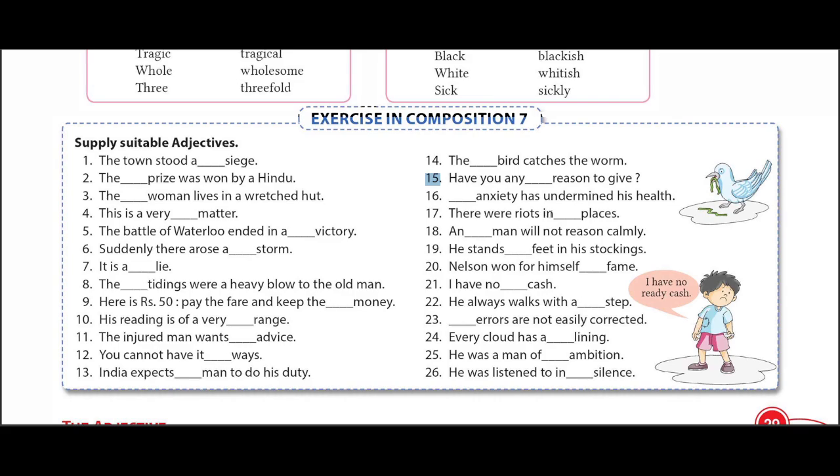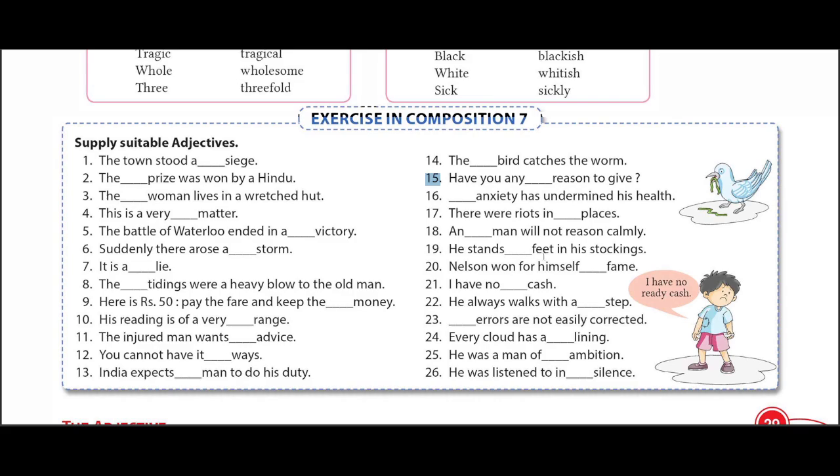There were riots in dash places. There were riots in several places, many places, various places, different places. But I think several is a fitting adjective in this context. An dash man will not reason calmly. An angry man will not reason calmly.